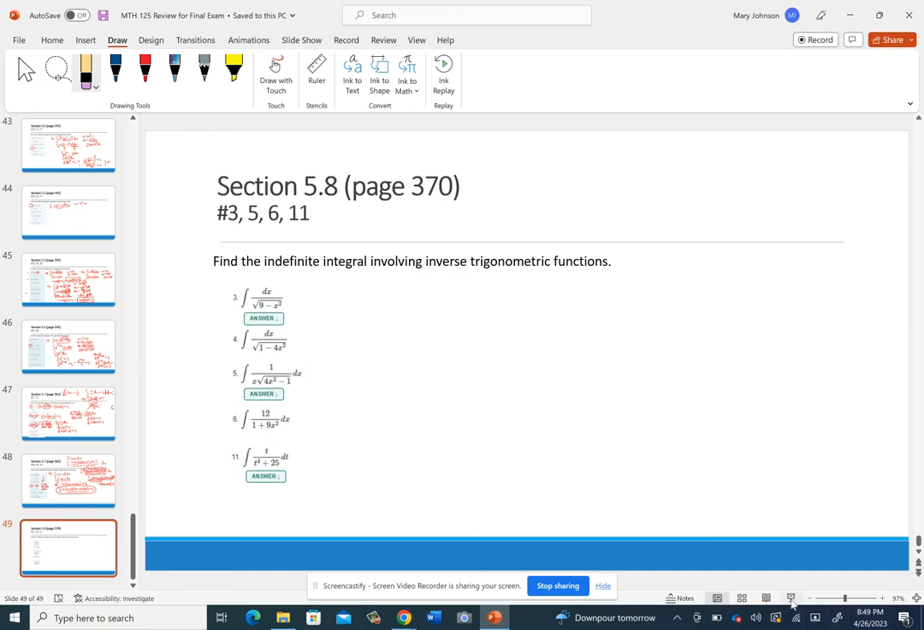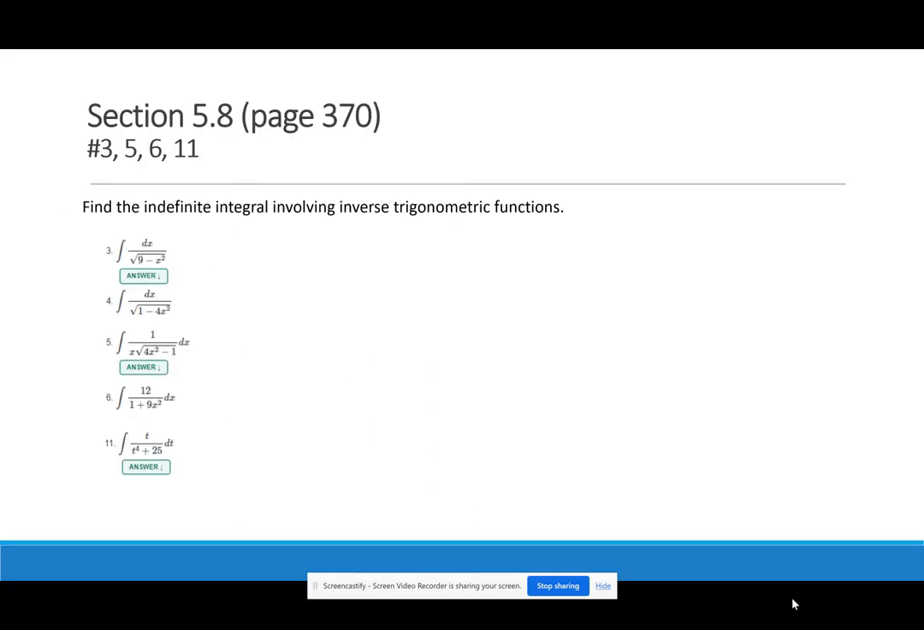All right, let's go ahead and look at the 5-8 problems. These are the ones where the answers are going to turn out to be inverse trig functions like arcsine, arcsecant, or arctangent. So we're going to look at three of these. Okay. Let's go ahead and look at number 3.